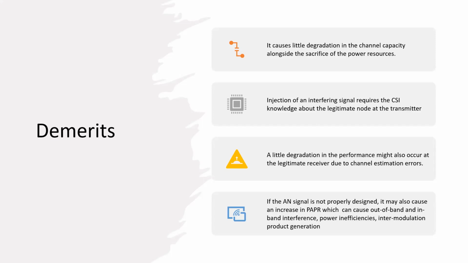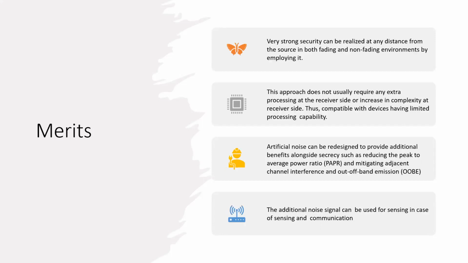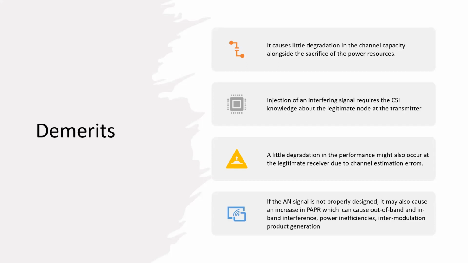As I mentioned, the channel estimation error will degrade the performance of these techniques because it will cause leakage of the artificial noise to the legitimate node. Finally, if the artificial noise signal is not properly designed, it may cause an increase in peak to average power ratio and out of band emission. If you design it well, you can use it for good. But if you are not properly designing this signal, it can cause high peak to average power ratio and out of band emission.